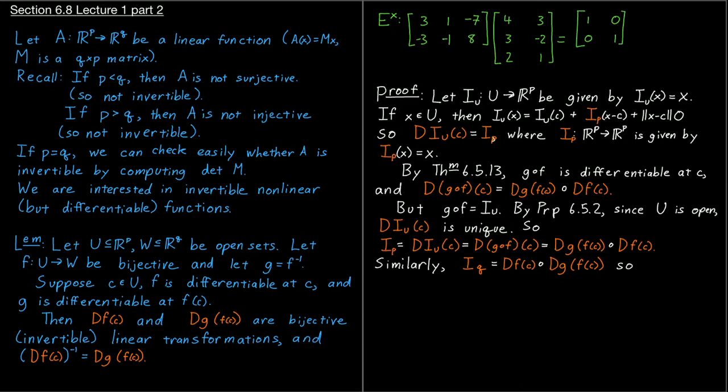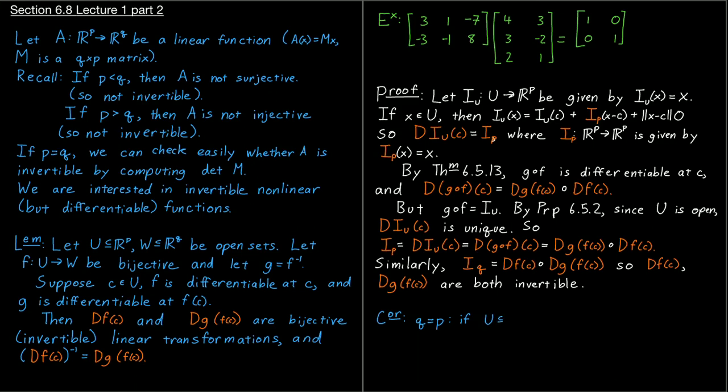So Df of c and Dg at f of c are both invertible. And I'll mention a corollary, which is that q is necessarily equal to p.